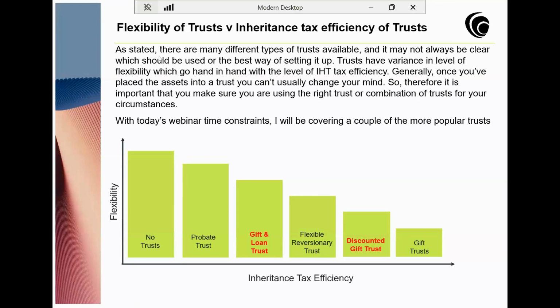So generally, when we're looking at the different types of trusts, I know that Kat and James have gone through those. I'm not going to spend much time talking about the different types of trusts today, but I will cover probably the two most popular types of trusts that I would use with investment bonds, being the discounted gift trust, also known as DGT, and or a gift and loan trust.